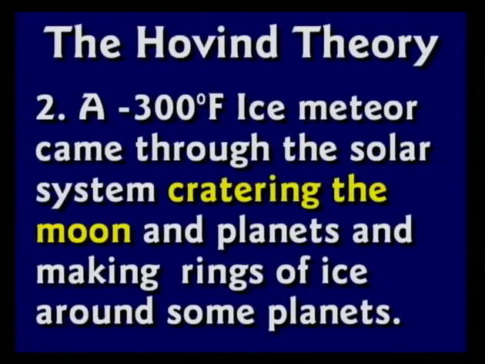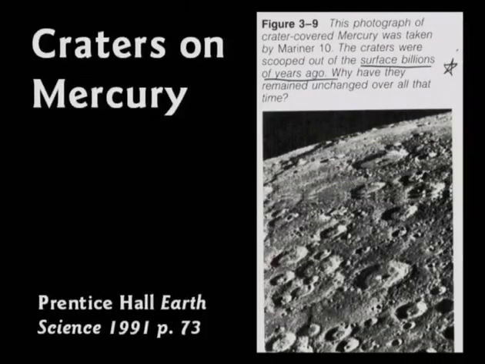Okay. Second thing that happened: a 300 degree below zero Fahrenheit meteor, this is in my Hovind theory, came plowing through space and cratered the moon and the planets and made some rings around some of the other planets. Some planets have ice rings around them. Mercury has a lot of craters. It looks like something made a hole, but we don't know what hit. Nobody sees the moon, for instance, get hit by anything. And yet the moon has lots of huge craters in it.